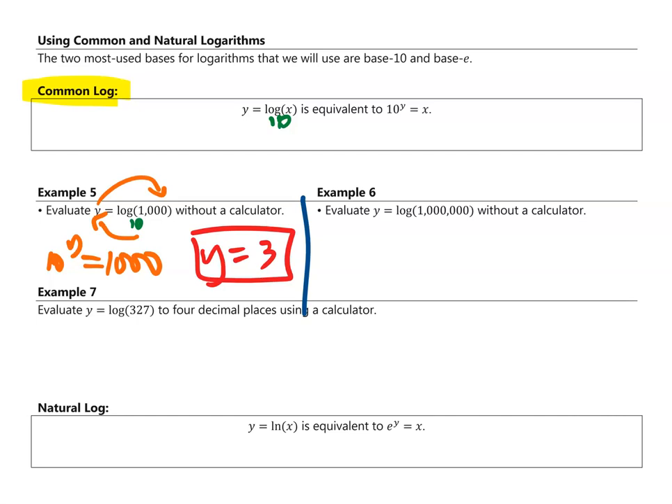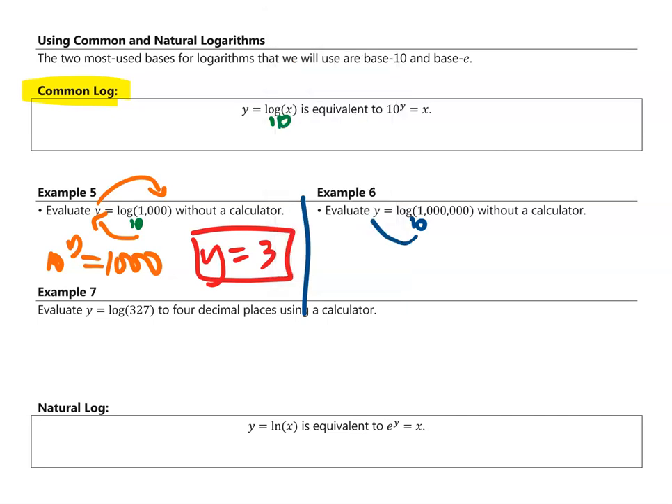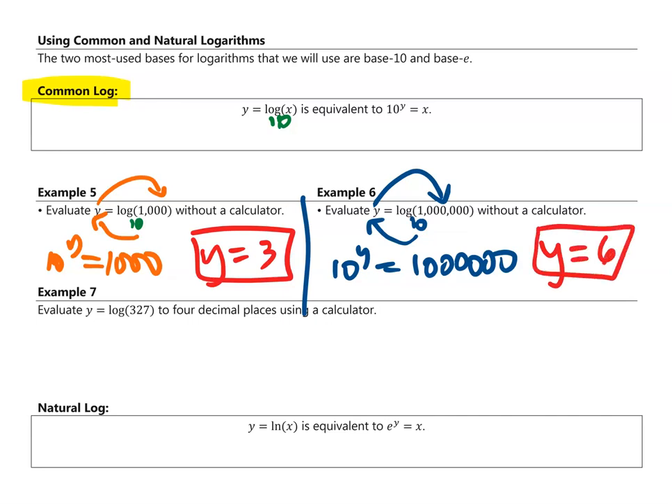Next, evaluate y equals log of 1,000,000 without a calculator. So again, think that your base here is 10. 10 raised to y is equal to 1,000,000. 10 raised to what number equals 1,000,000? Yes, that is equal to 6. 10 raised to 6 is equal to 1,000,000.